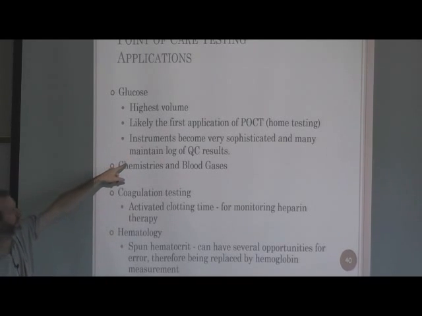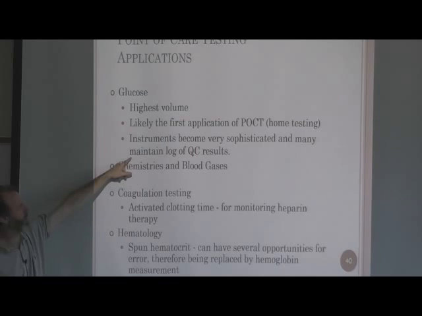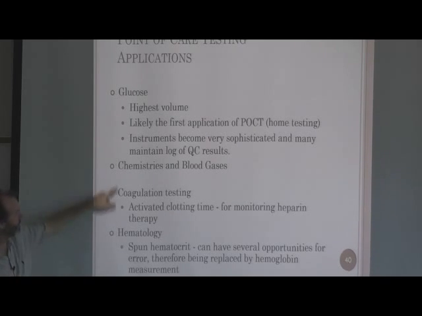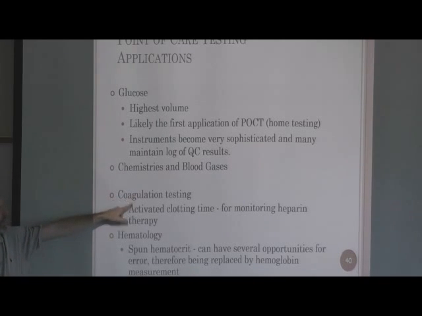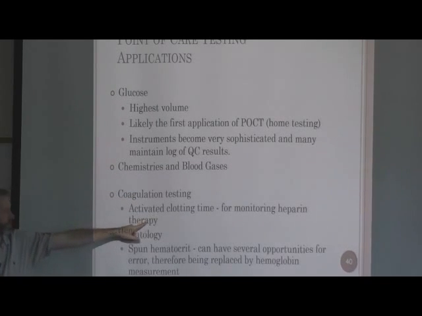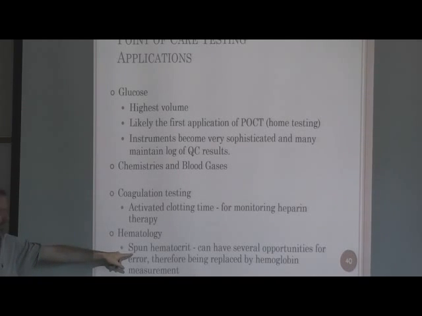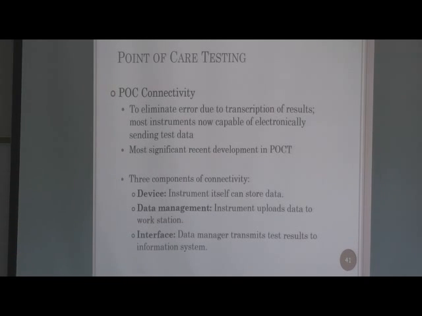The instrument becomes very sophisticated and maintains a log of QC results. You want to do that, right, if you're in a facility. You want to have your QC results in a log so you can tell when the machine needs to be tossed. Chemistries and blood gases, coagulation testing, activated clotting time for monitoring heparin therapy, hematology. Spun hematocrit can have several opportunities for error, and this is what I was saying, it's being replaced by just specific hemoglobin measurements instead of spun hematocrit.